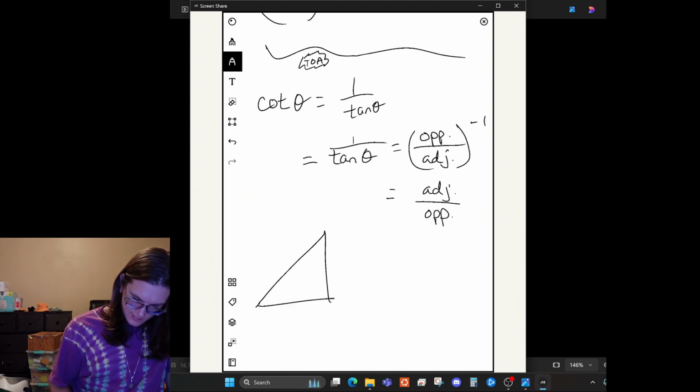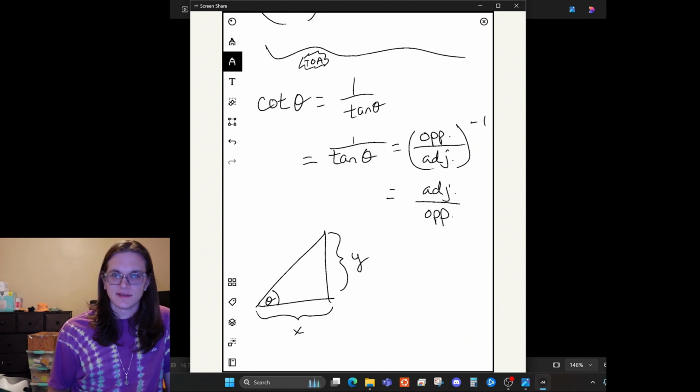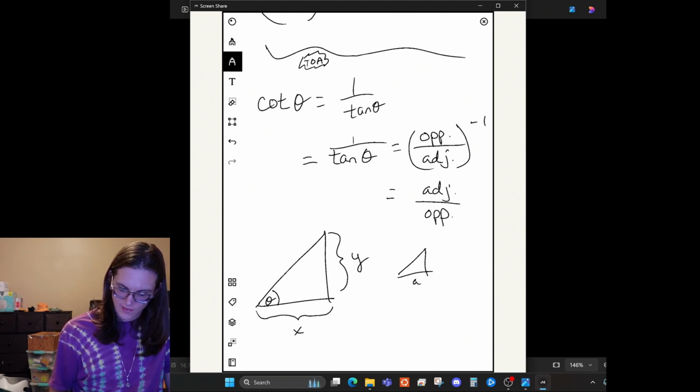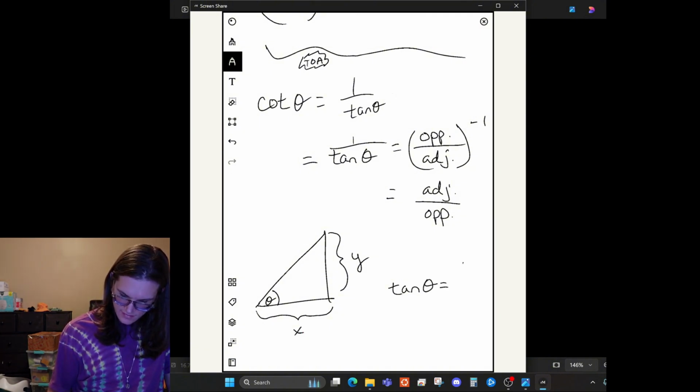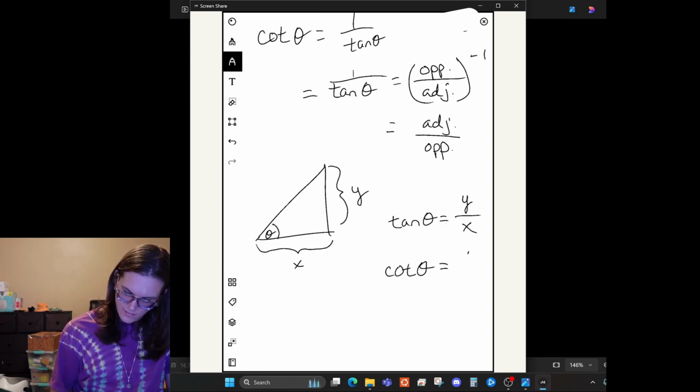A lot of times, this will actually all be written in x and y's, because this is an x coordinate, and this is a y coordinate. Just when you're working in x and y. I'm using opposite and adjacent and a, b, c because the Pythagorean theorem is known for this. So tan of theta equals y over x. Yeah, it'll be written like that. And then cotangent like that.